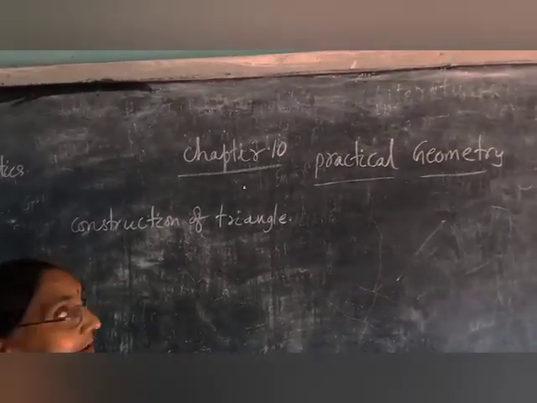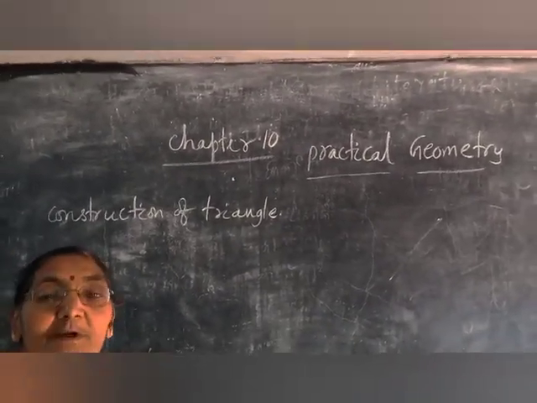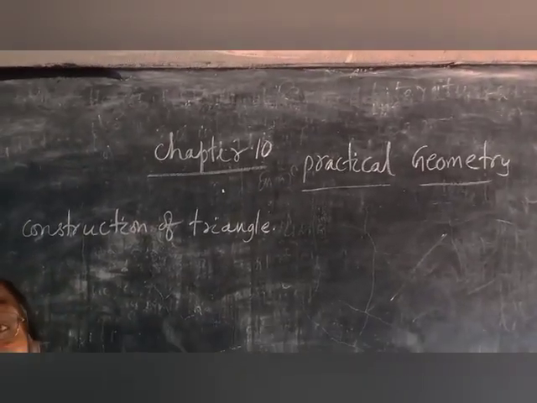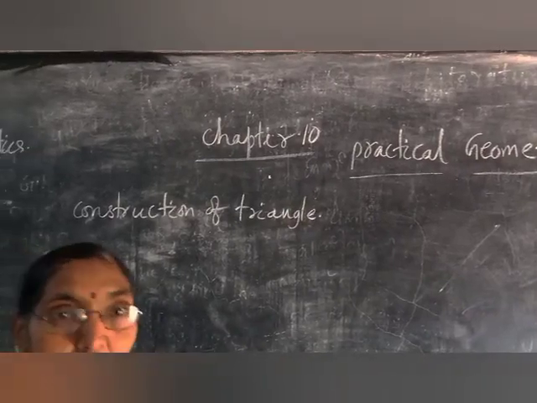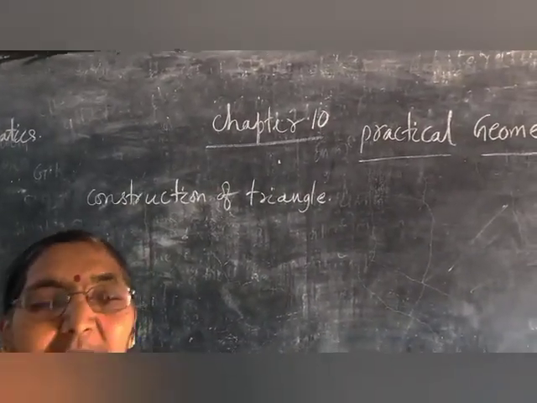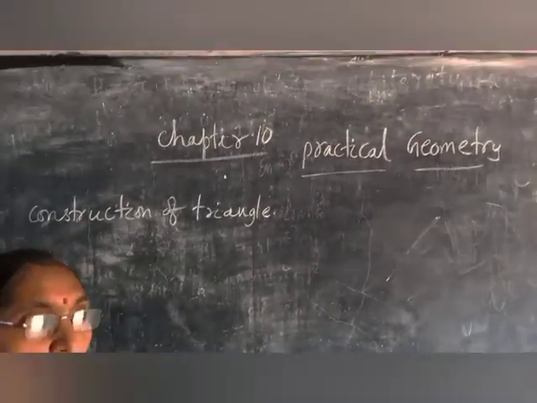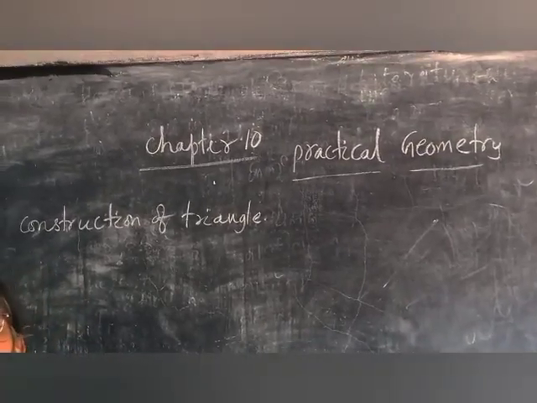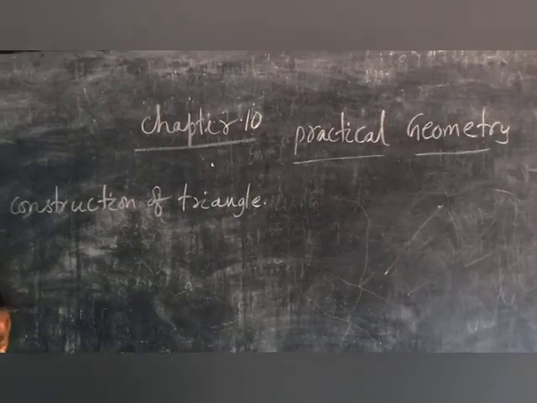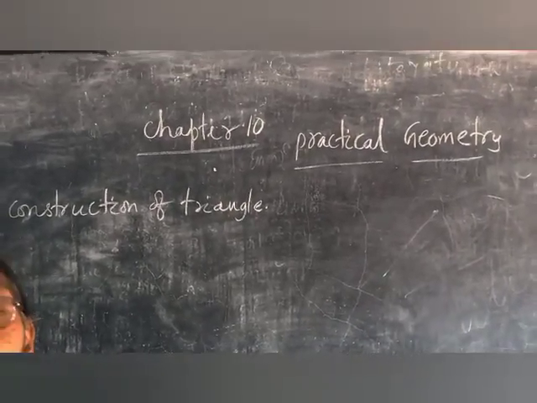Today we are going to study chapter 10, practical geometry. Today's topic is construction of triangles. And in this exercise we are recalling the ideas on triangles and properties of triangles. You know how triangles are classified based on sides and angles also. Is it okay?